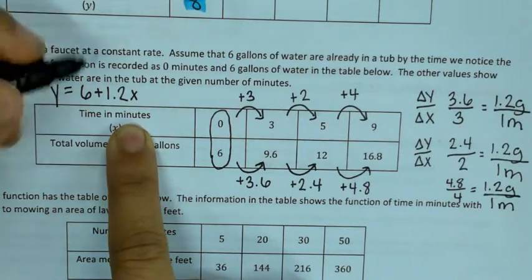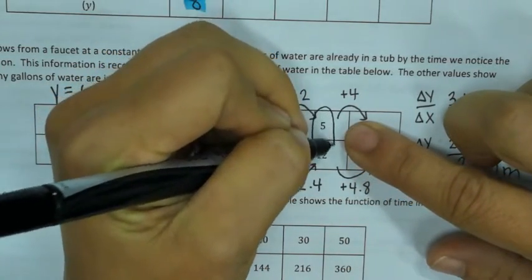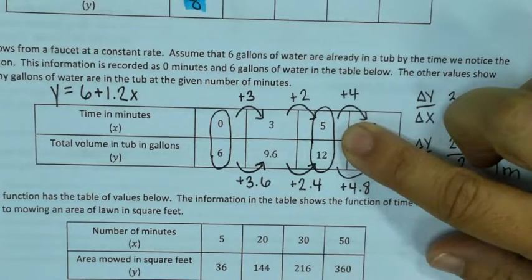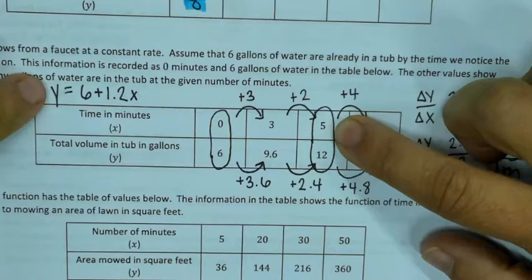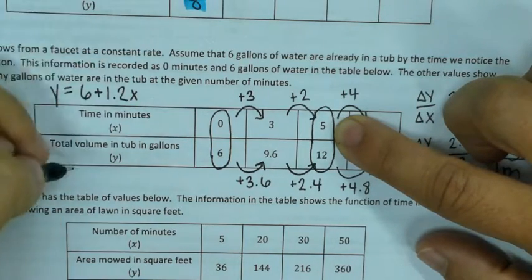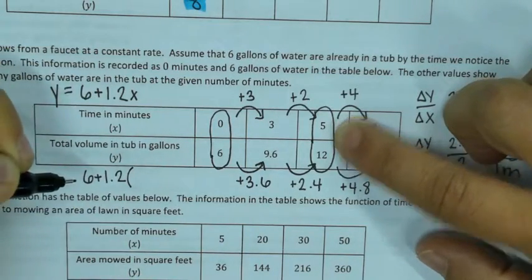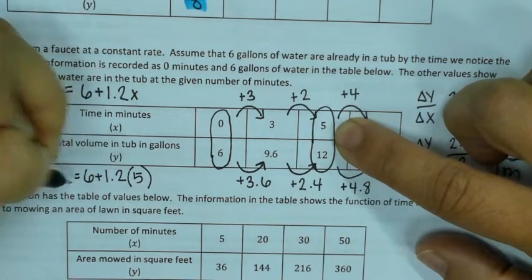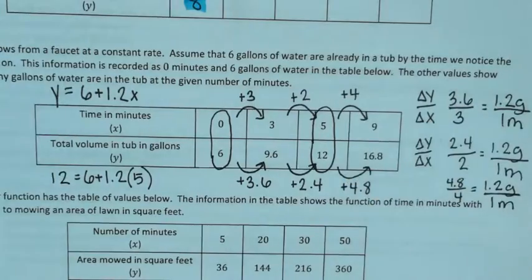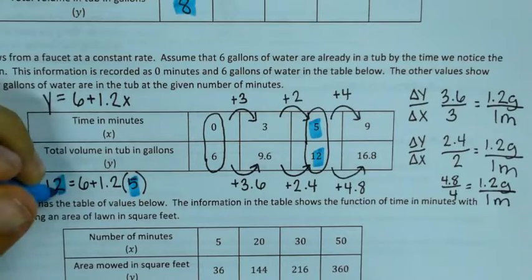Okay? If I were to check this for this coordinate pair right here, what am I putting in? Where does the 5 go into this equation? To check to see if my equation's correct. Goes into x for minutes, so it becomes 6 plus 1.2 times what number? Times 5. And if I calculated that, what am I going to get? I'm going to get 12. Okay? So that coordinate pair is showing up right there and there.